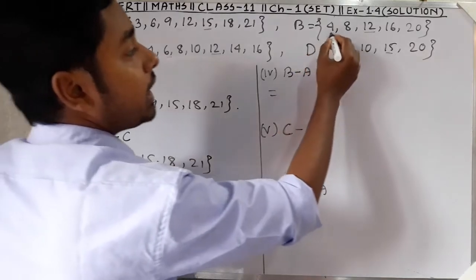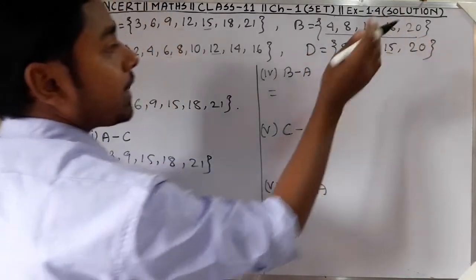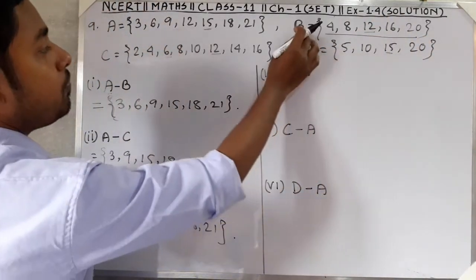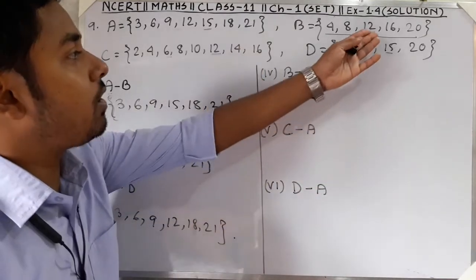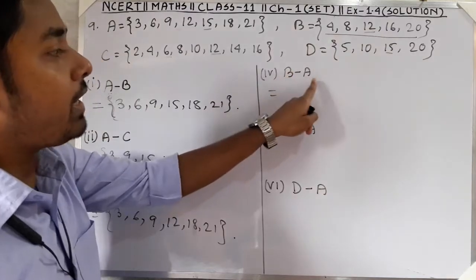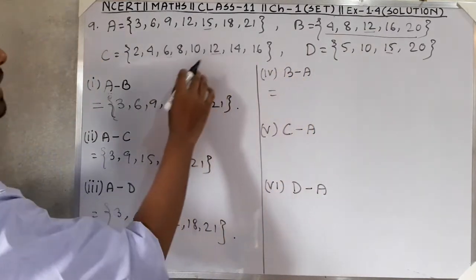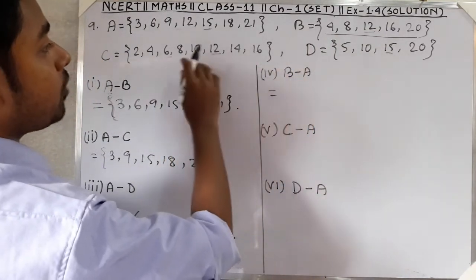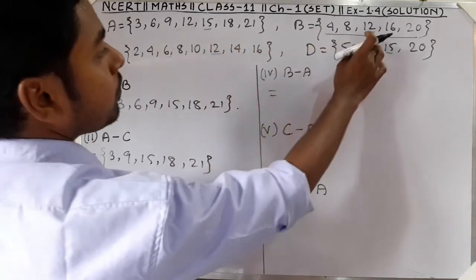That means all the elements of B except the common elements of B and A. So what are the common elements of B and A?